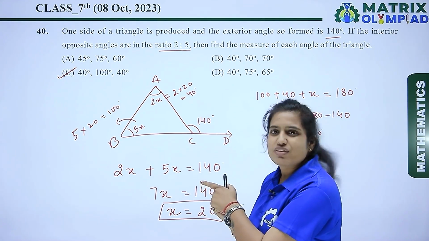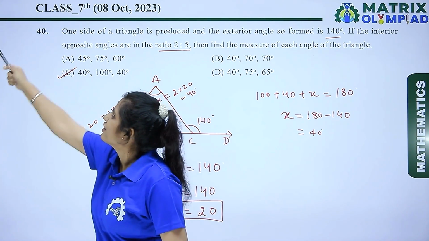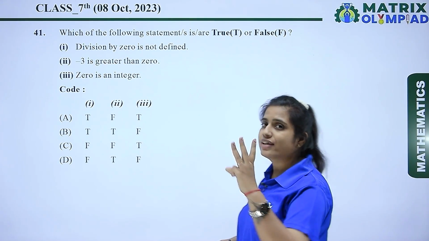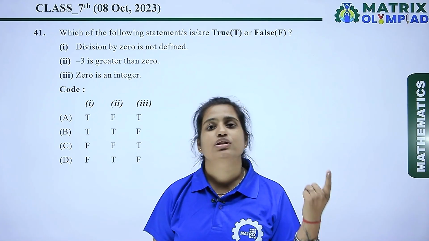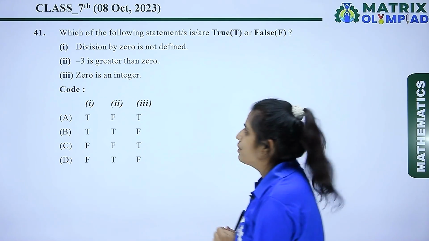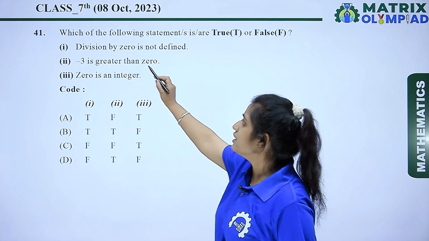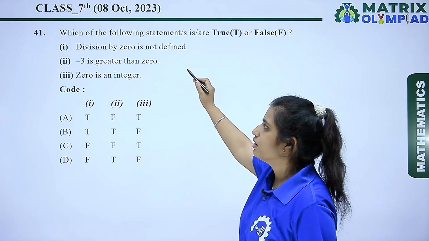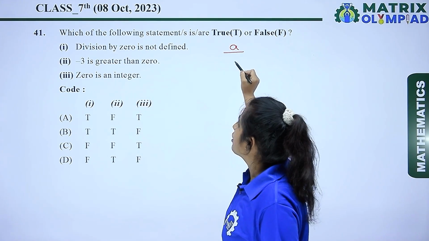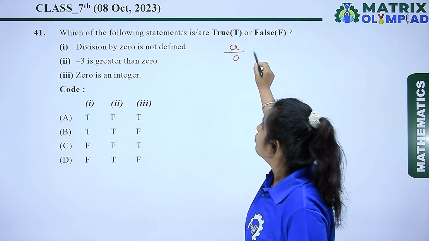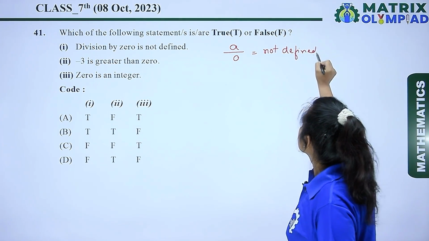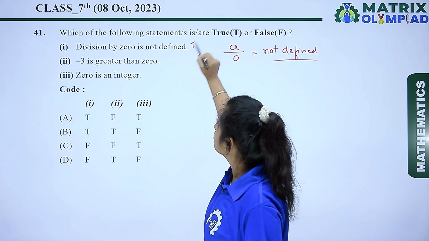So let's begin with the next question, 41. Now in question number 41 we are having 3 statements. 3 statements हैं, आपको बताना है कौन सी ट्रू है कौन सी फॉल्स है. Right. So let's start with the first statement of this question. Division by 0 is not defined. Absolutely right. किसी भी नंबर को आप 0 से डिवाइड करोगे, let the number be a. a को अगर मैं 0 से डिवाइड कर रही हूँ तो it will give me the answer not defined. So this is absolutely true.